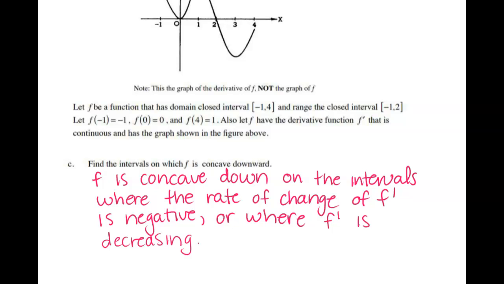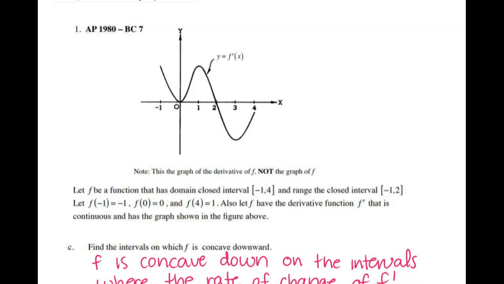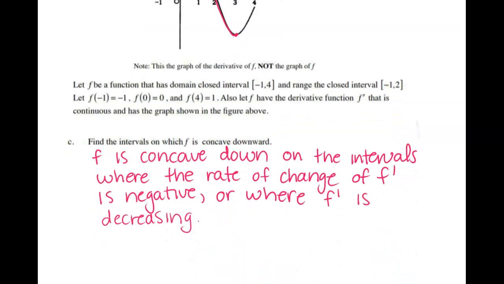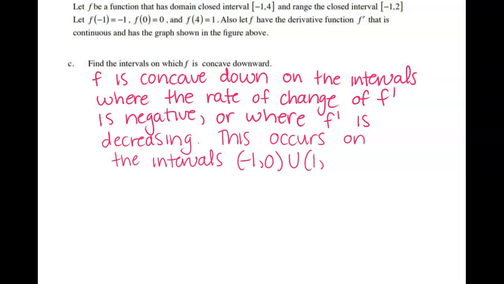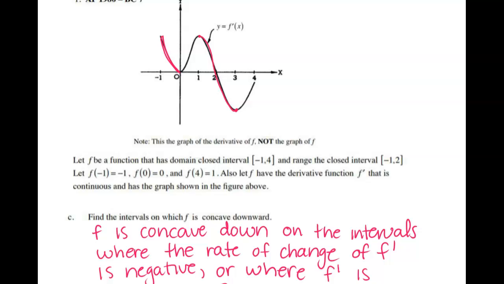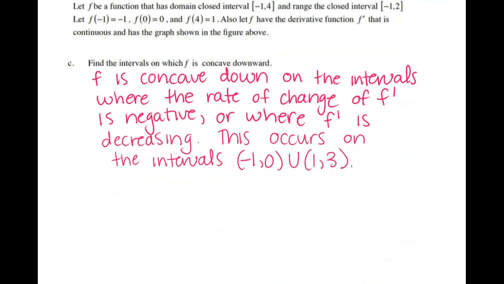So let's see where this occurs. f prime is decreasing, kind of going downhill, from -1 to 0, and from 1 to 3. So this occurs on the intervals -1 to 0, like we just pointed out, and 1 to 3. So again, it's where it's going downward. The values of f prime are decreasing.